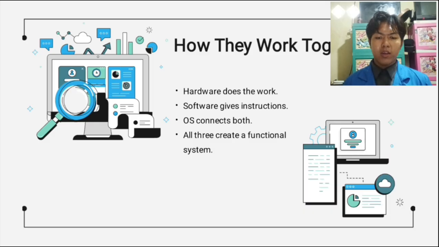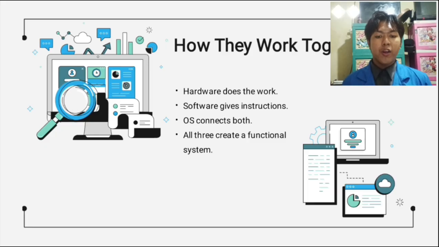So, how do they all work together? Think of it like this. Hardware is the body, software is the brain, and the operating system is the nervous system that connects them. The software gives instructions for what needs to be done. The operating system interprets and manages those instructions, and the hardware performs the actual work.